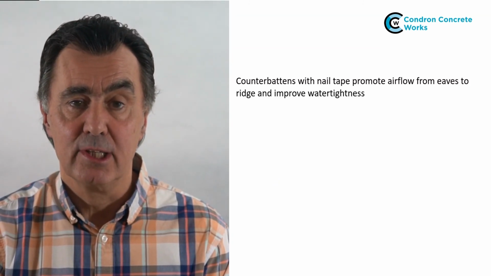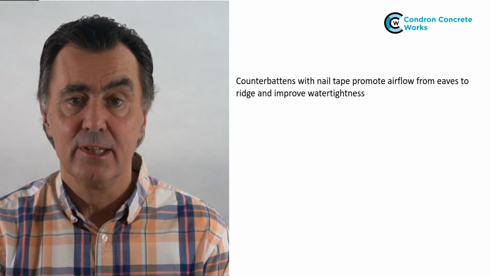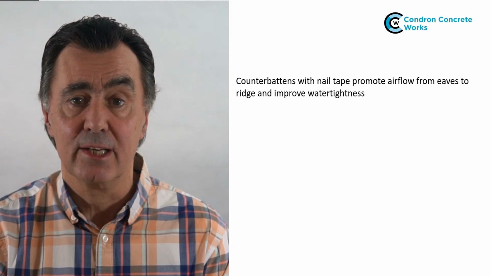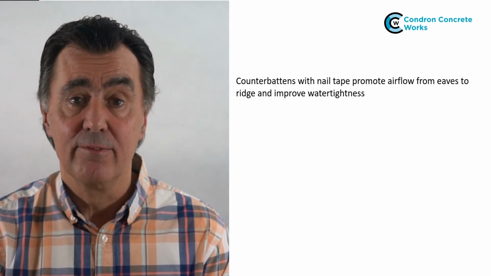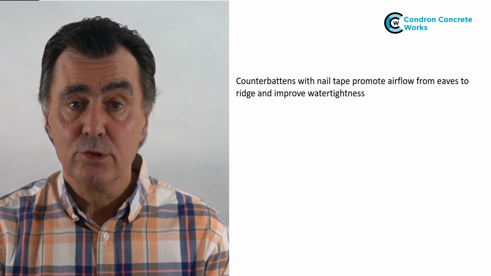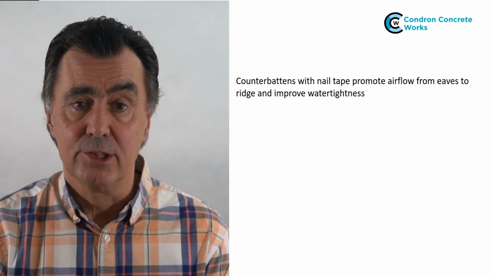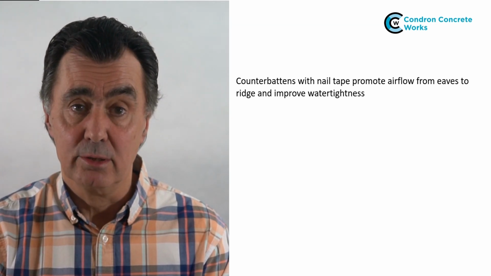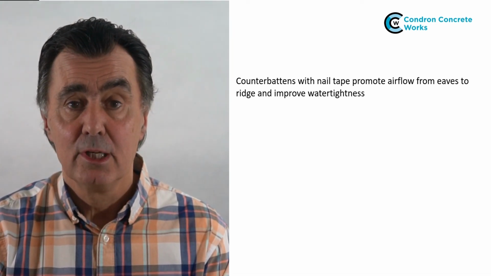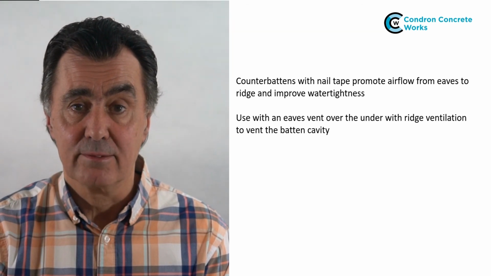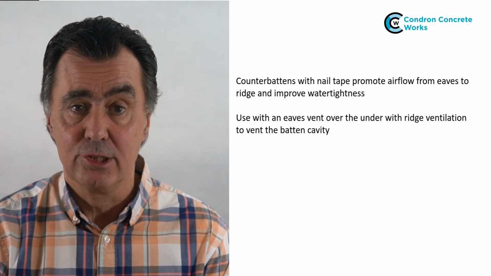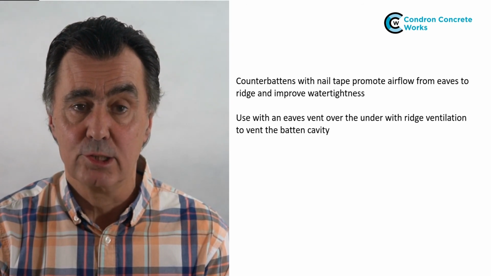In summary then, installing counterbattens with nail tape is a cost-effective approach that will not only reduce the risk of excessive condensation forming on the underside of the tiles, which can lead to efflorescence forming. Counterbattens also improve the water tightness of the underlay by protecting the nail holes, particularly important at low roof pitches. To promote airflow through the batten cavity, the ideal solution is a dry ridge system with eaves ventilation fitted over the underlay and underlay support tray.